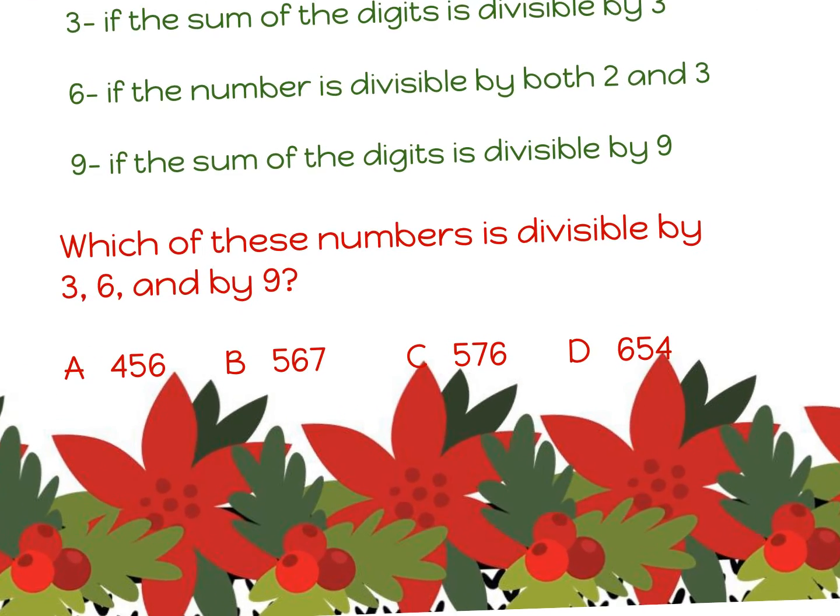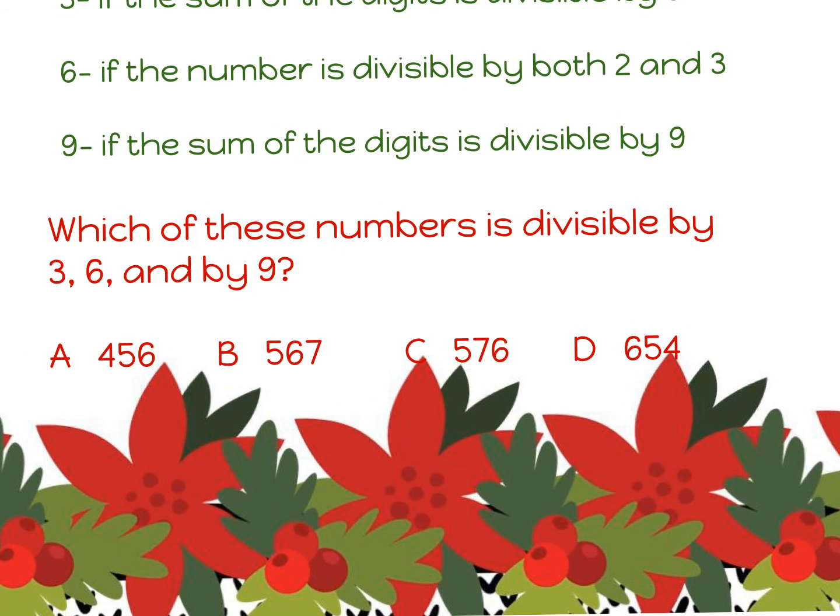Okay, which of these numbers is divisible by 3, 6, and by 9? Only one. I have 456, 567, 576, and 654. It's got to be divisible by all 3 numbers. Okay, what'd you get? B. Why?